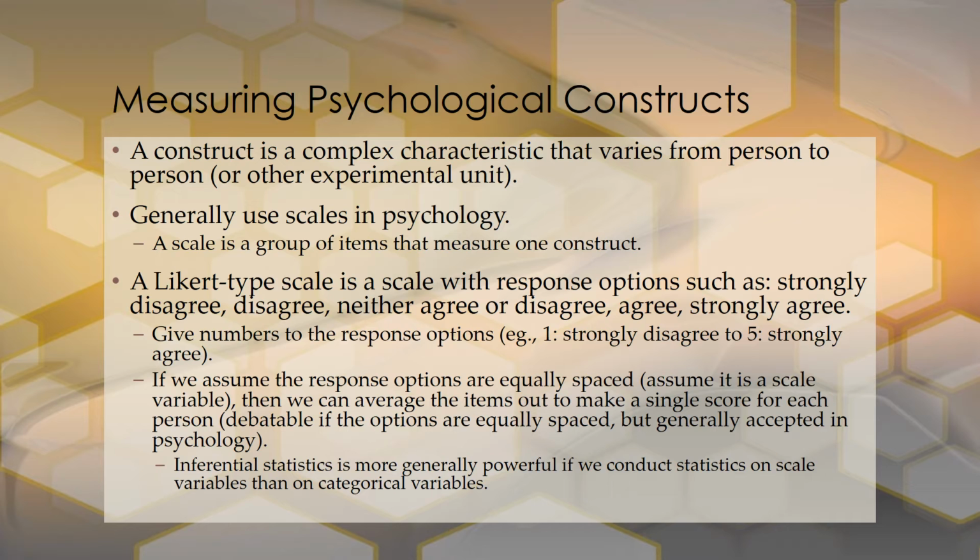Anyways, just remember that we treat Likert type scales in psychology as scale variables and not categorical. That's all you need to take away from that. Part of the reason we do this is because in inferential statistics, it's generally more powerful if we conduct statistics on scale variables than on categorical variables. It makes things just easier if we can treat it as a scale variable than a categorical variable when we do inferential statistics.